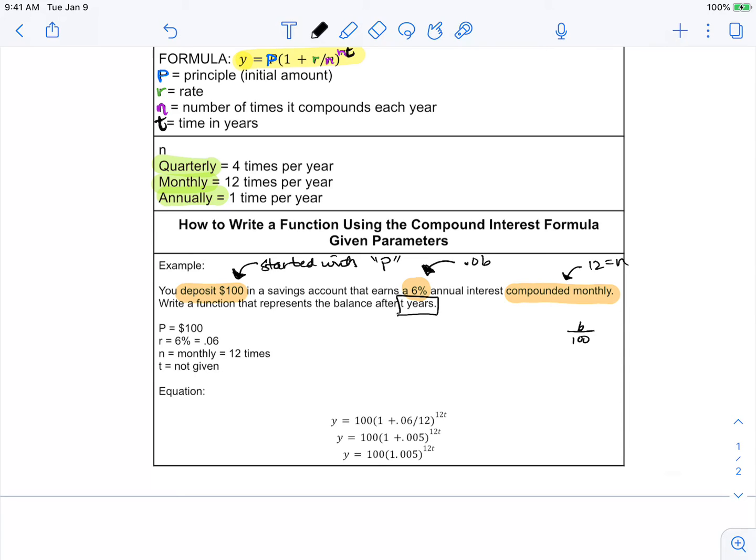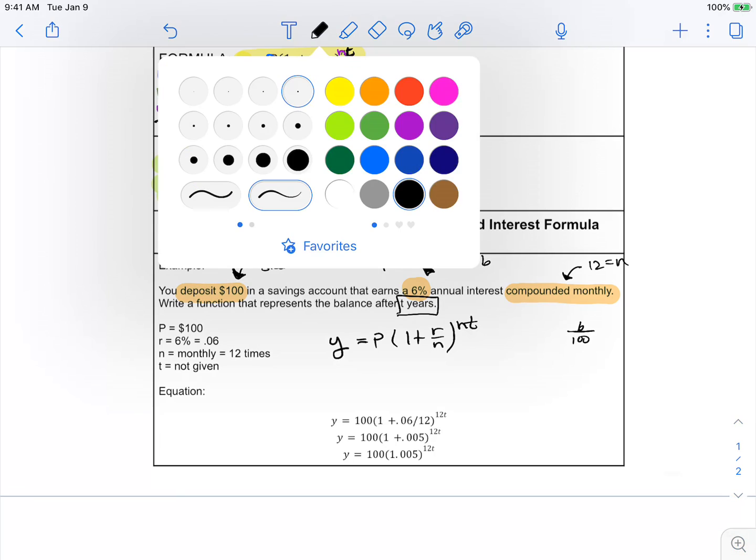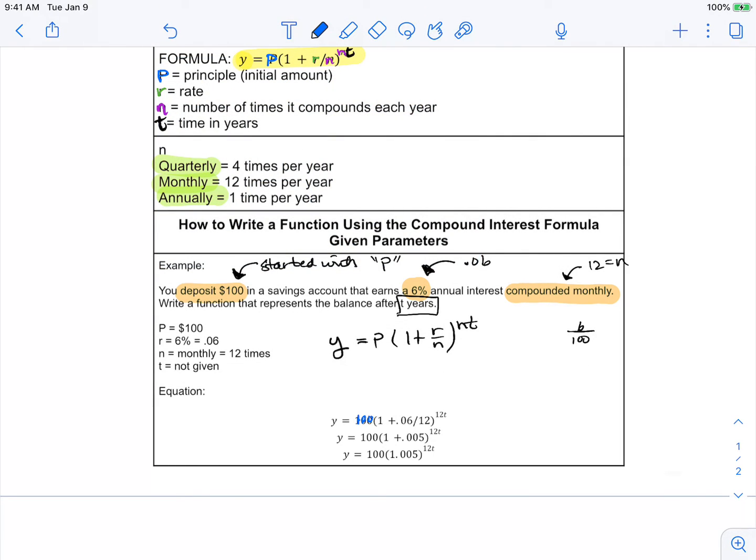Okay, so I would write down my formula, and my formula is here. So I'm going to write this thing down first, and I would say, well, that's going to be Y equals P times 1 plus R over N to the NT. And make sure that I'm putting everything in where it goes. So when I put in my P, I'm going to put in 100. So this right here, this is where my 100 went. And 1 was in the equation, so I don't deal with that at all.